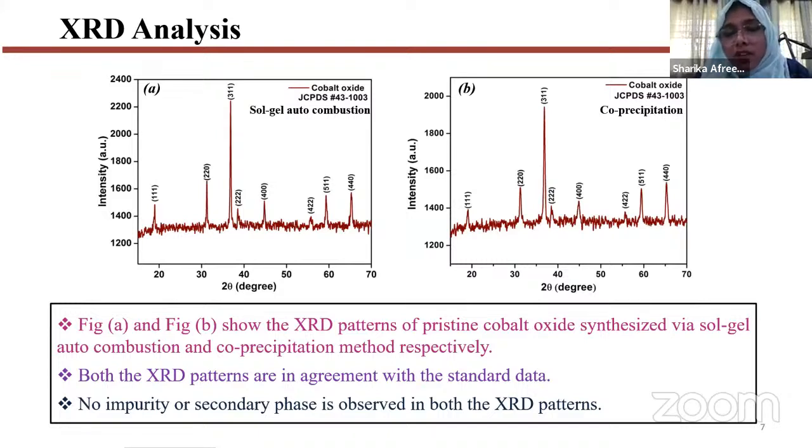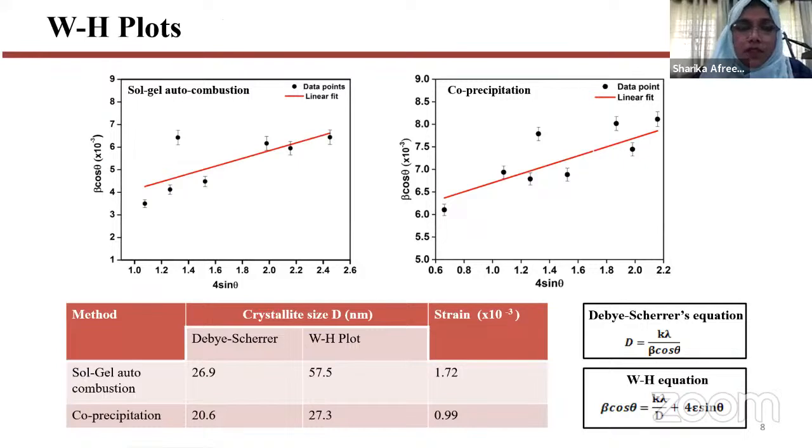We can get a lot of information from the XRD analysis, like lattice parameters, crystallite size, strain, and reliability factors. For this, we have plotted the Williamson-Hall plots, and we have calculated the crystallite size by using the Debye-Scherrer equation and the Williamson-Hall equation, as has been tabulated in the table. From the table, it is clear that the sample synthesized by the co-precipitation method has a lower crystallite size than the other sample, and the strain is also decreased in this synthesis process.